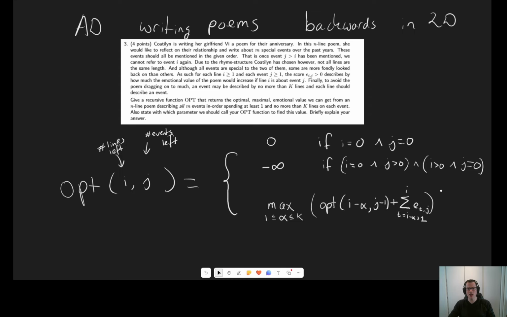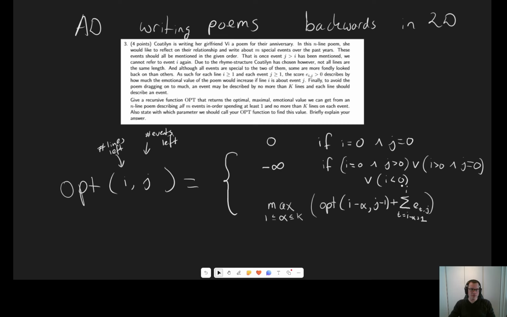And well, when I becomes negative, this is a situation we again want to avoid because we have spent too many lines talking about an event. So what we can do is add here as a base case, this should be an or. Sorry if you were screaming at your screen that was wrong. Or I is negative. If I is negative, that's a situation we want to avoid at all costs.